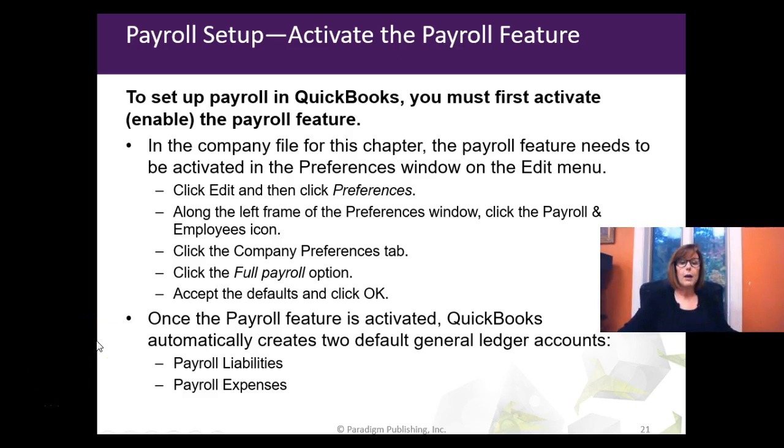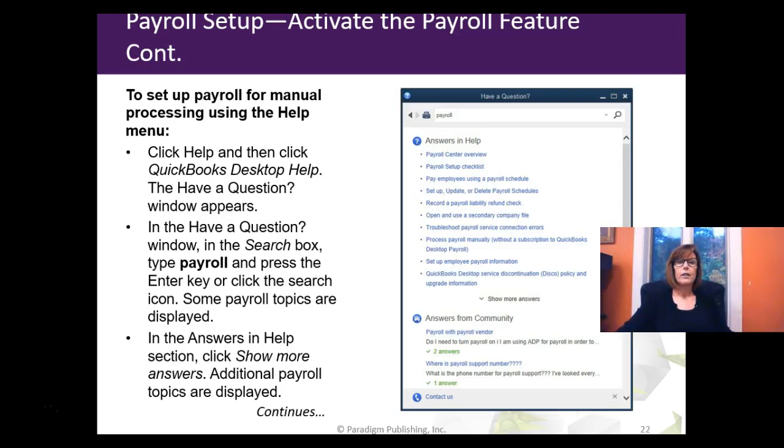Once we activate the payroll option, QuickBooks will create 2 new ledger accounts for you: payroll liabilities and payroll expenses. And hopefully you remember what those are from accounting 1. And then you may want to just pause and read these next couple slides if you think you want to do the manual payroll through QuickBooks, and then I'll jump over and go through this activation process on the live version.